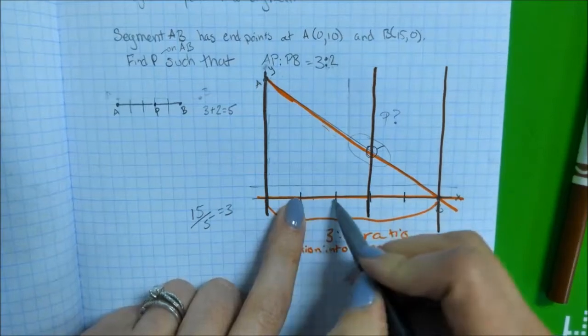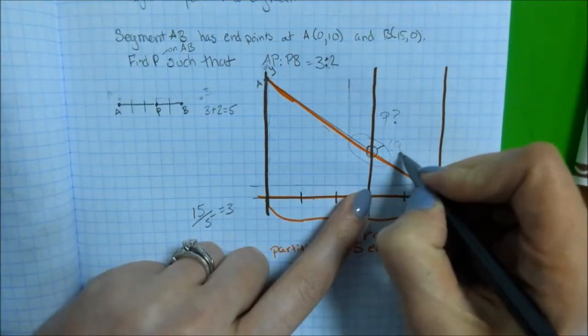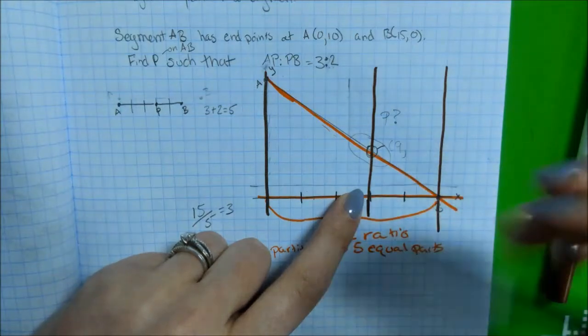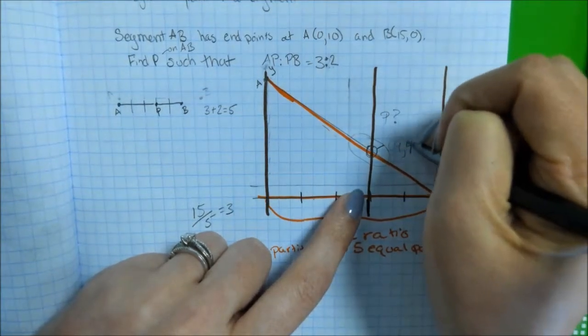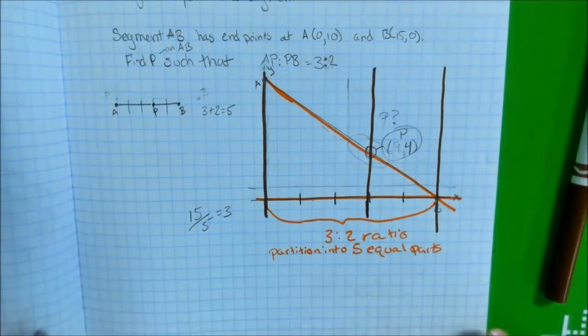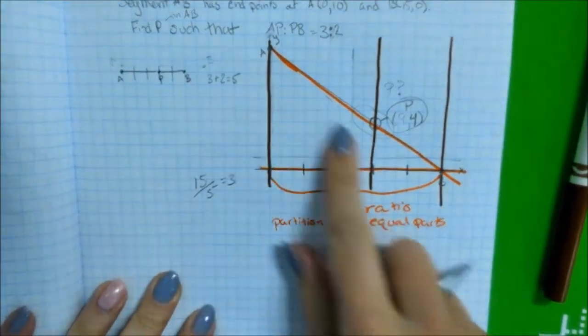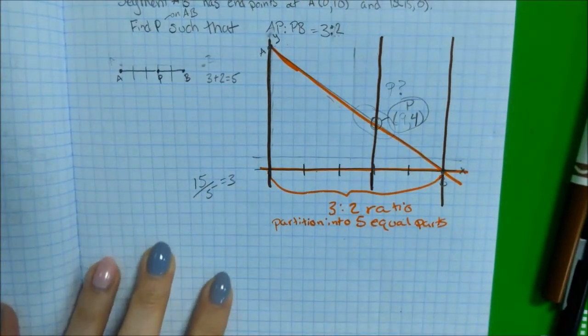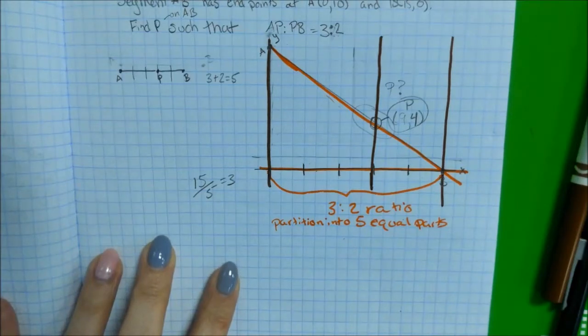That's 3, 6, 9, 4. That will be P. That will partition my line AB into a 3:2 ratio. Okay, so I'm going to do this with a couple more problems, and I want you guys to try them with me.